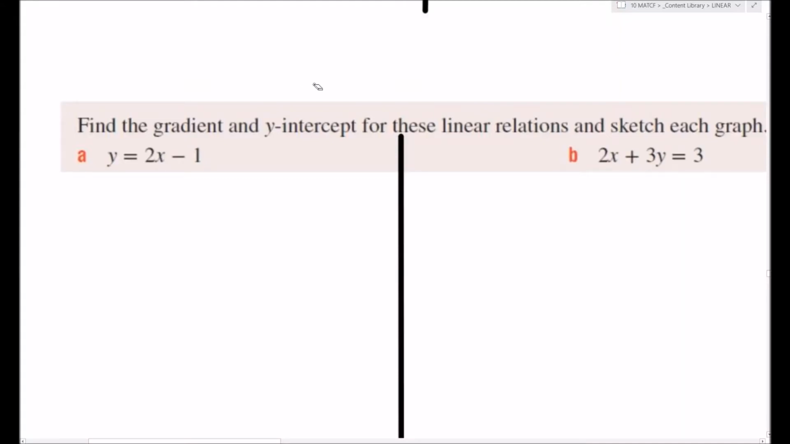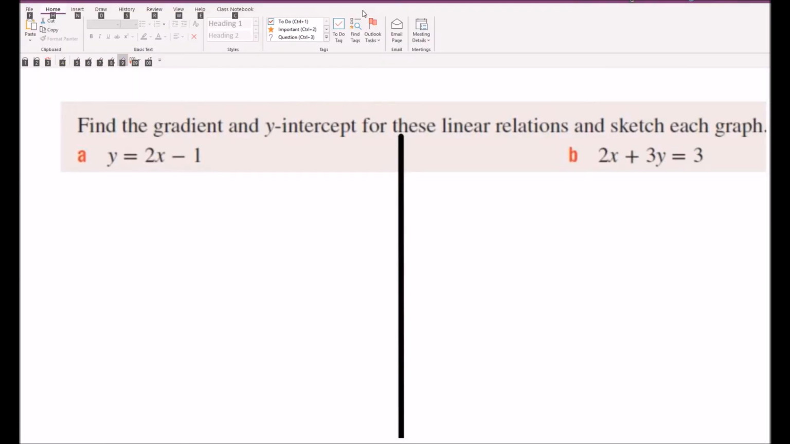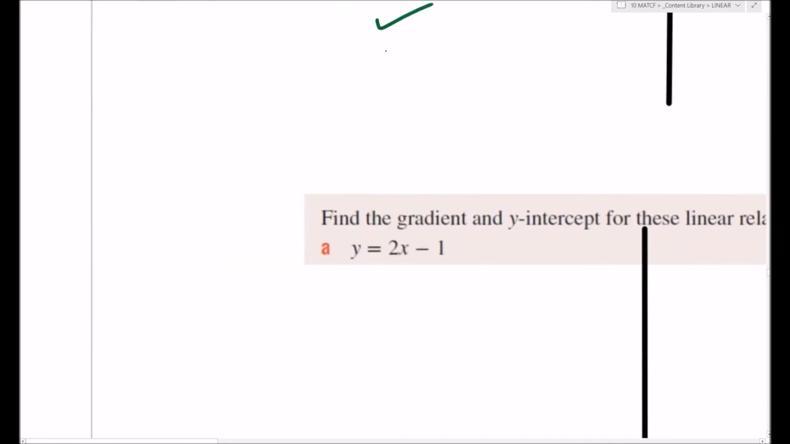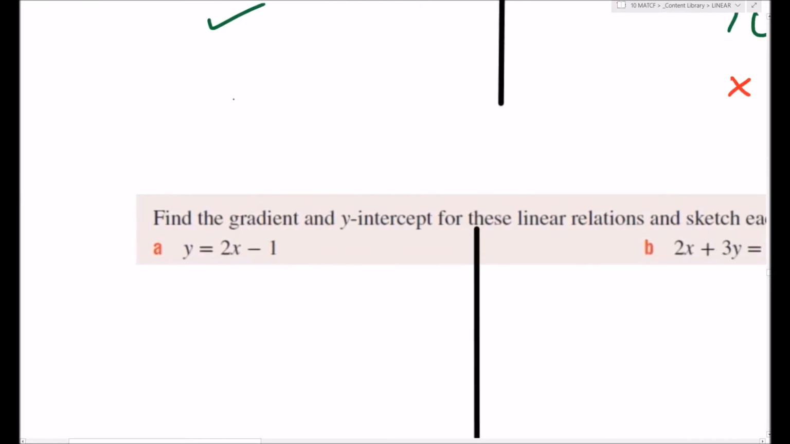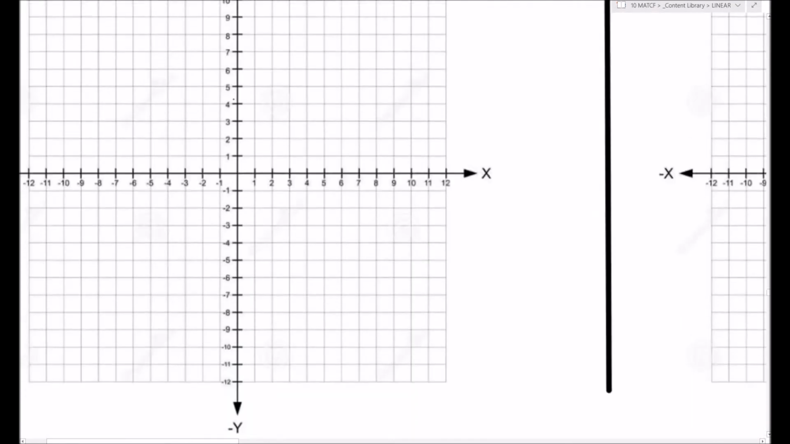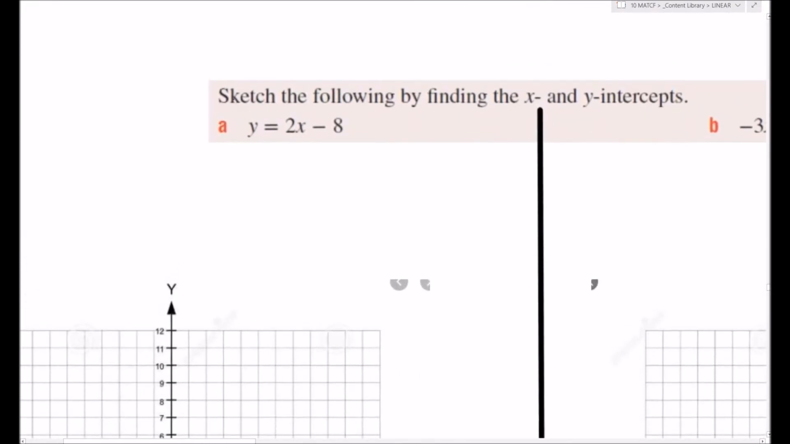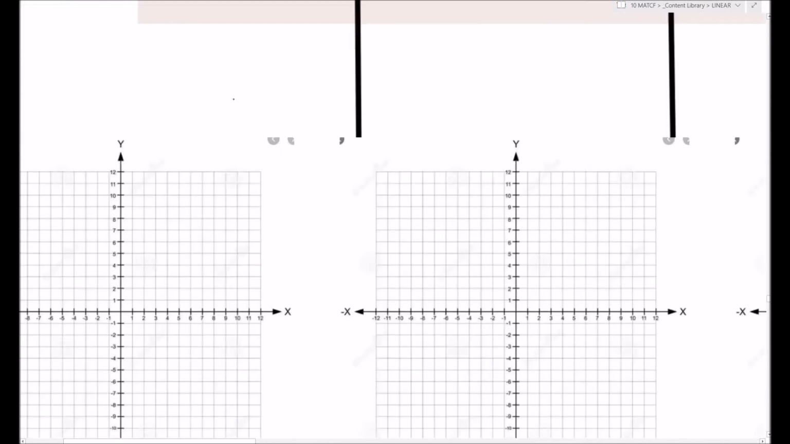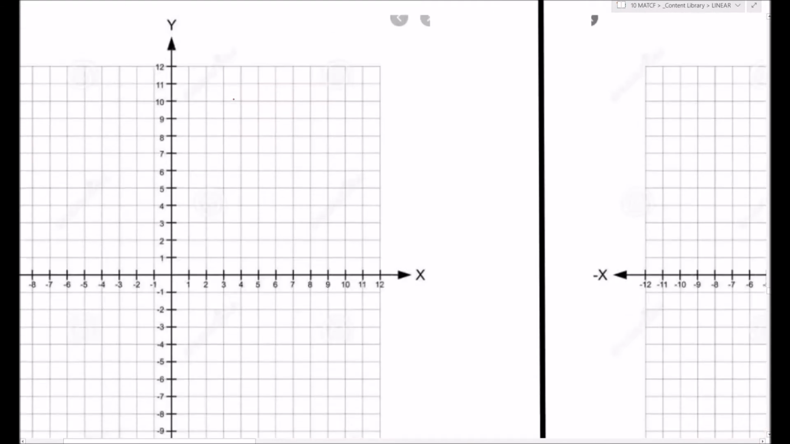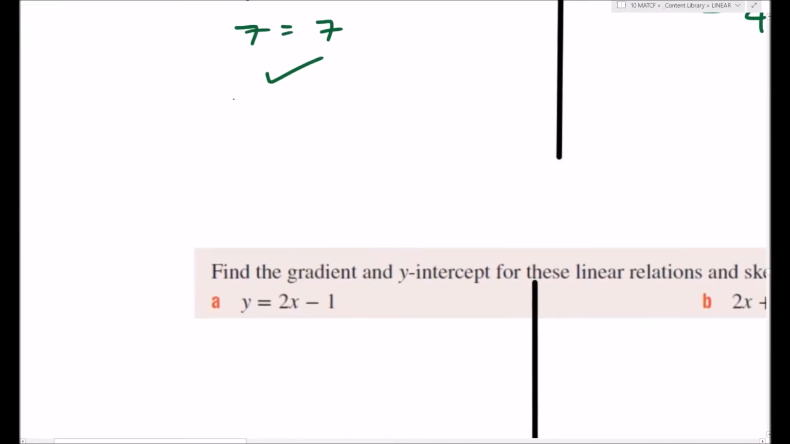Okay guys, so what we'll get into now for this part of chapter 1F is drawing your actual lines. Understanding how to draw your equation lines. Now, there are three ways to do this. The first way we're going to look into is the gradient and y-intercept method. The other methods are going to be the x- and y-intercept method, and the third one will be just sketching these special lines. Those are the three main ones that we're going to work with for today.